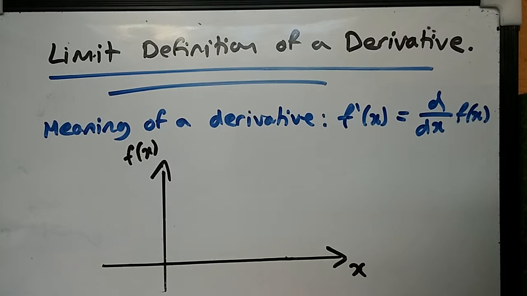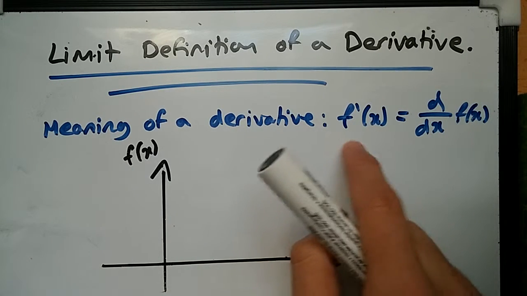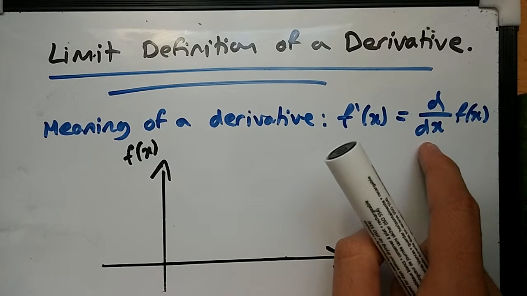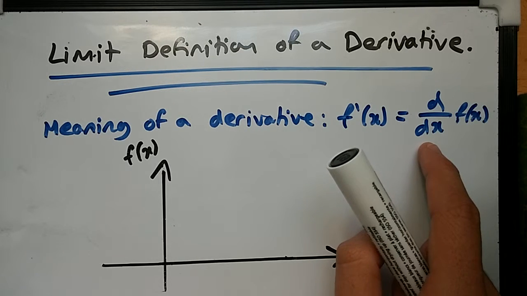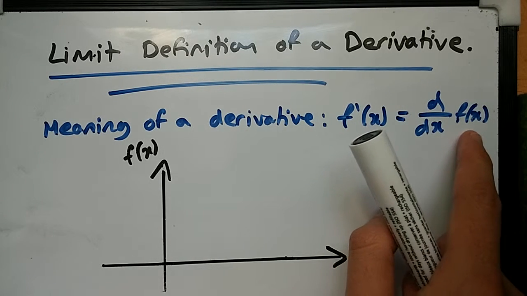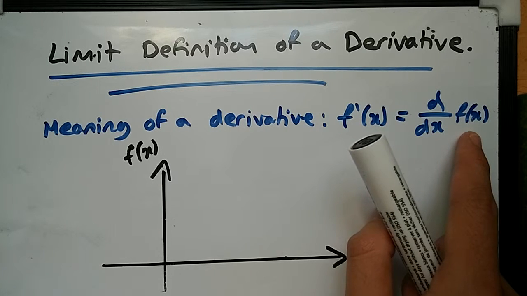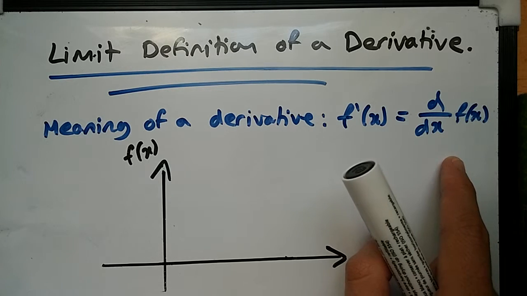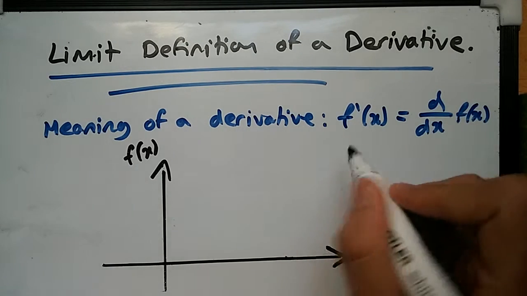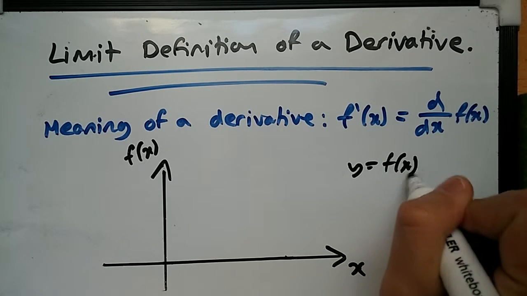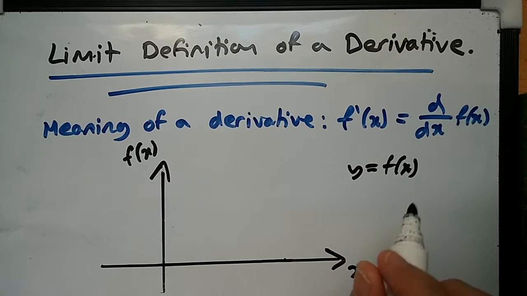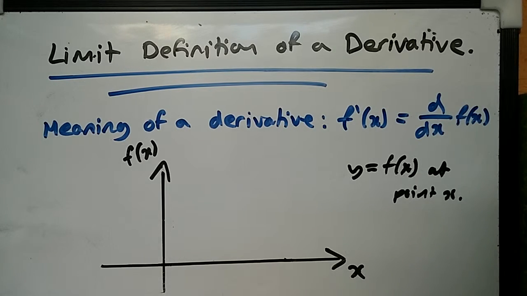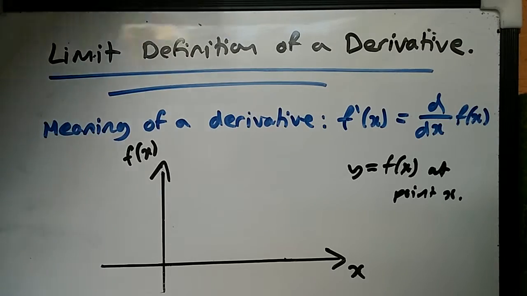So first things first, what is the geometric meaning of the derivative? Well, we know that f prime of x, the first derivative, equals d over dx, the derivative with respect to x, of the function f(x), and this is really the slope of the line tangent to y equals f(x) at point x.